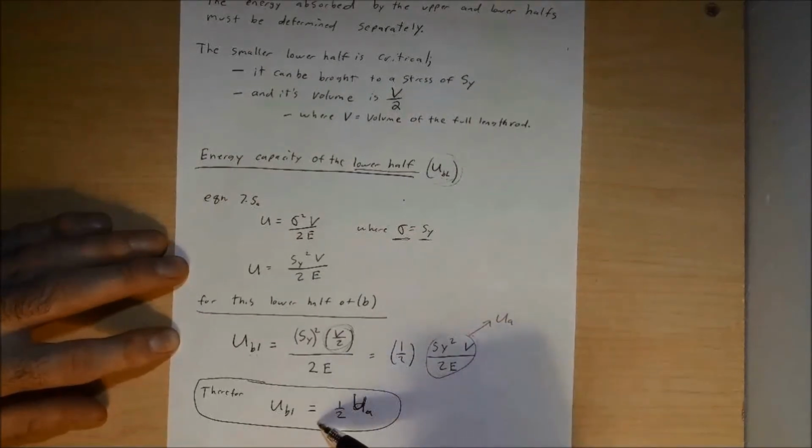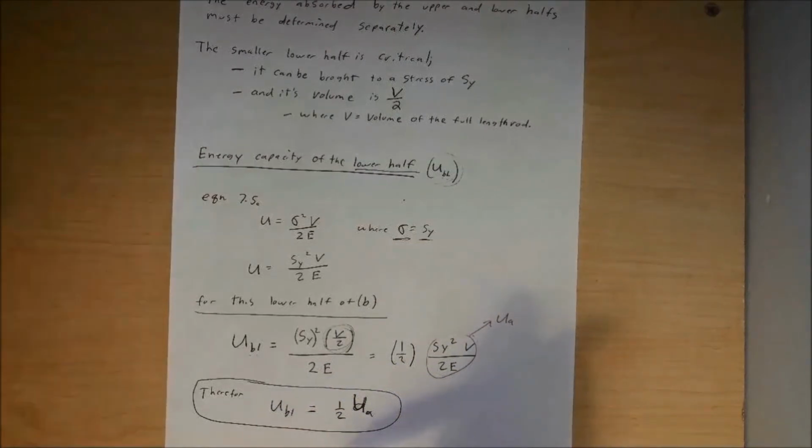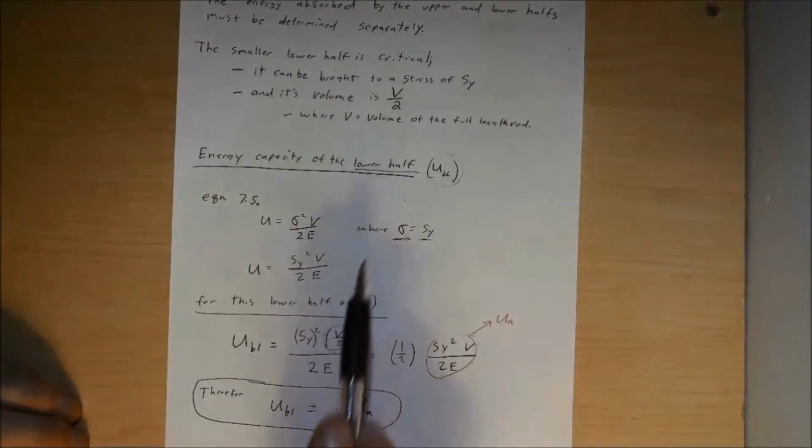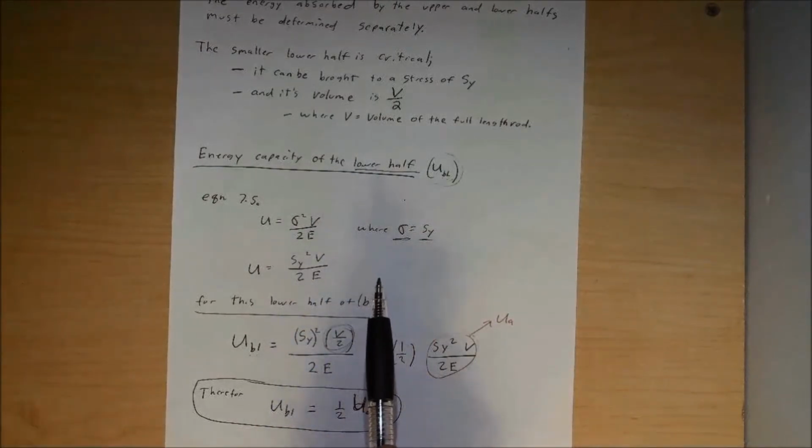We write that out here because they asked us to compare the capacities. So the capacity here is 1/2 of what we solved for in part A. Now this is just for the lower half. All we've solved for right now is the lower half. So we still need to solve for the upper half, and recall that the upper half has twice the diameter of the lower half.